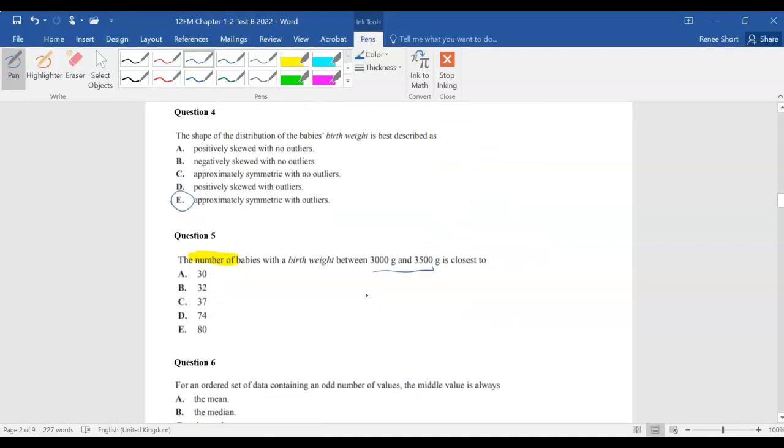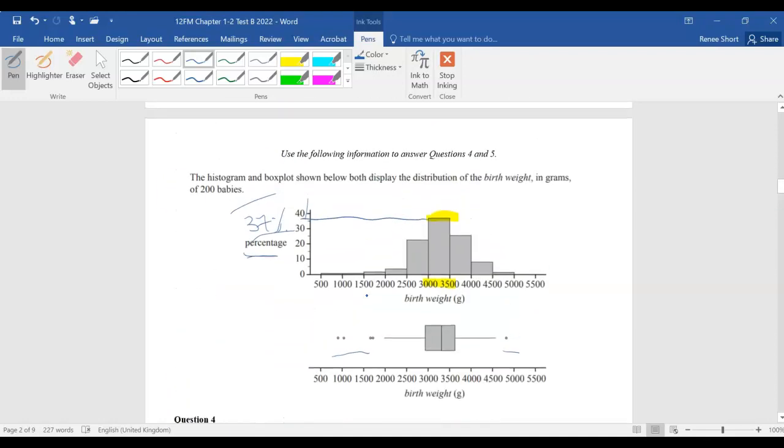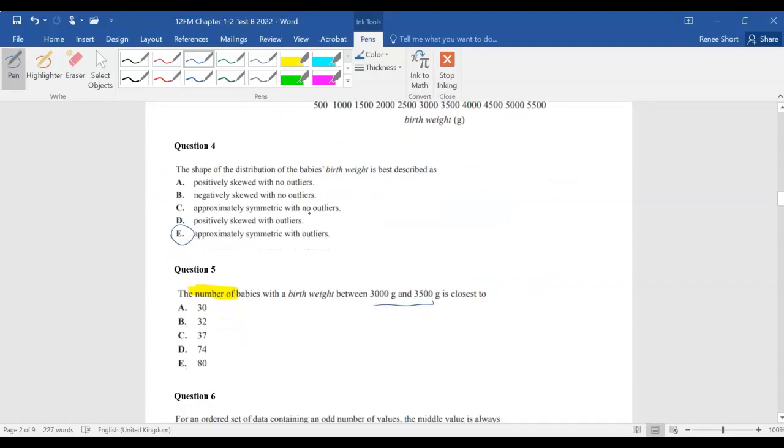But it's important to point out it says the number of babies. And at the start of the question, it tells us there's 200 babies. So if we want to now know how many babies, we need to work out what 37% of 200 is. And if we do that, it becomes 74 babies. So the answer for question 5 is D.